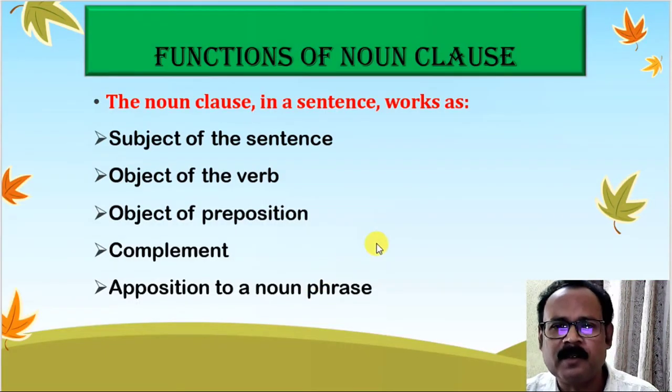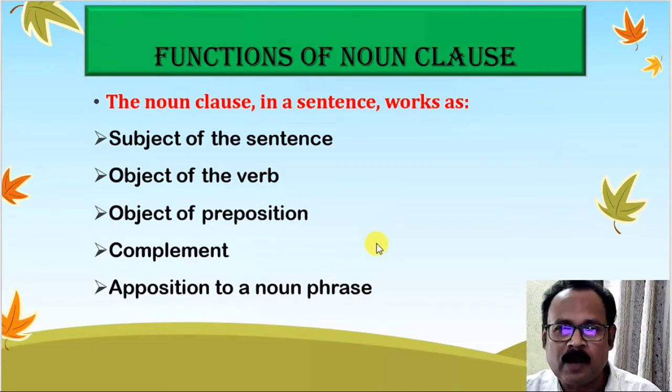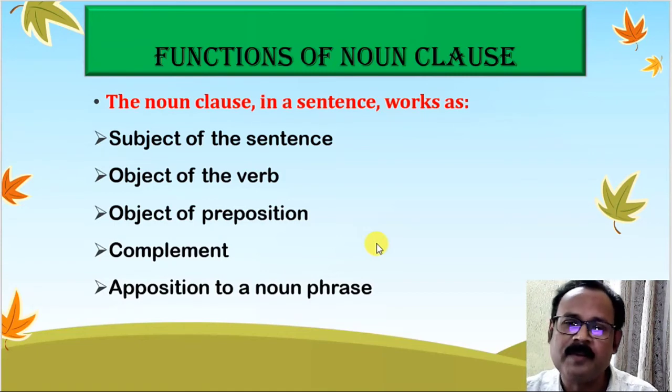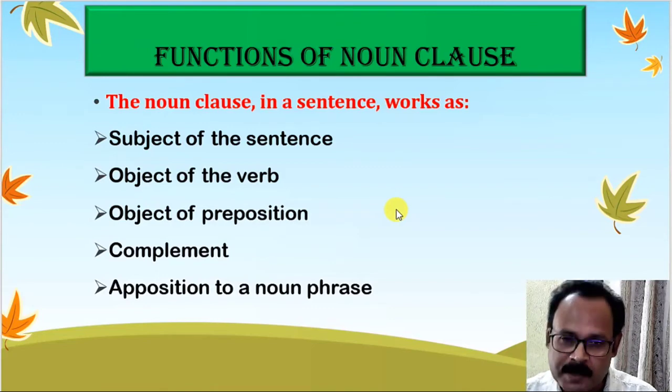Then we will see the functions of noun clause. What does a noun clause do in a sentence? The noun clause does the same function in a sentence that the noun phrase does. The noun clause in a sentence works as the subject of the sentence, number one, object of the verb, then object of preposition, then complements, and apposition to a noun phrase.